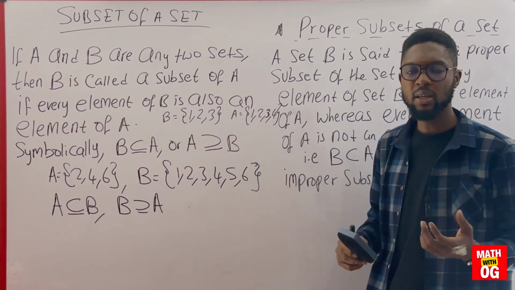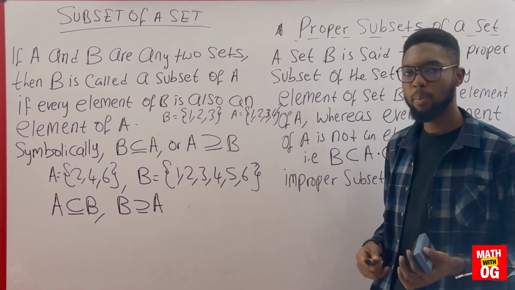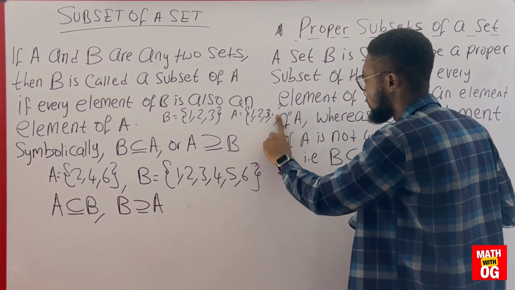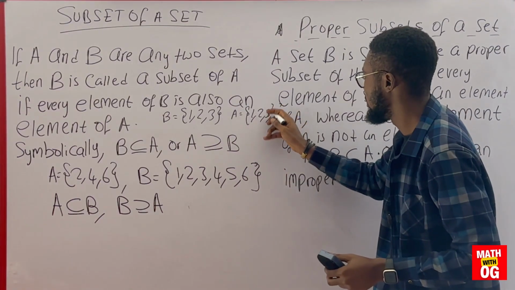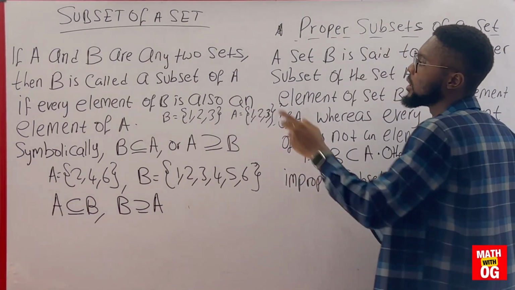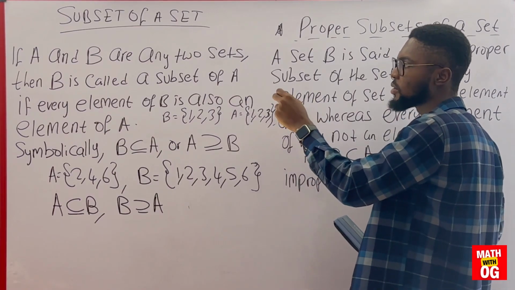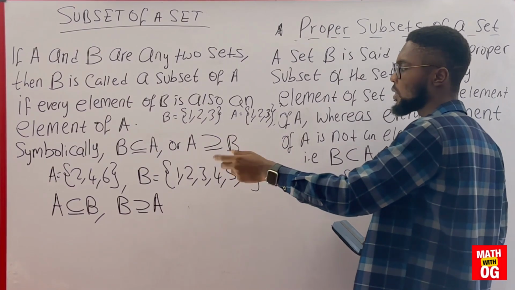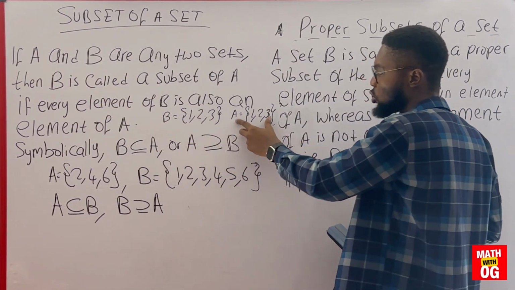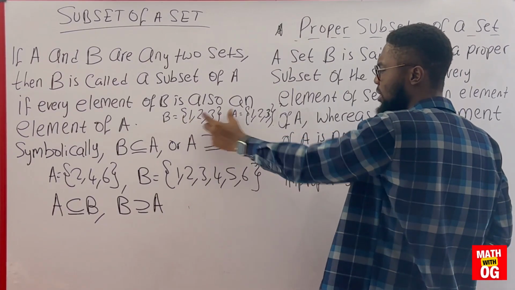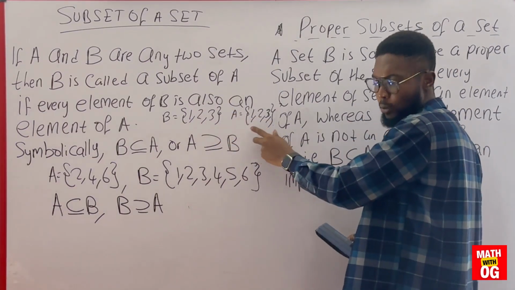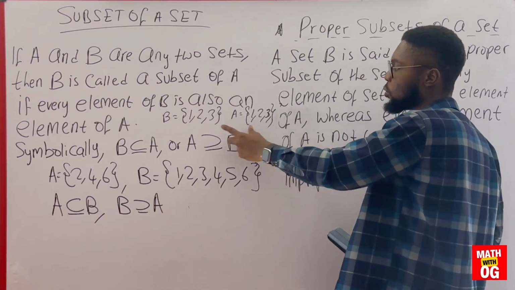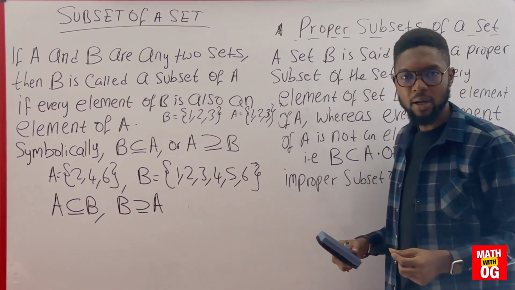But this subset can be divided into two: proper subset and improper subset. Now, assuming I rename A to be {1, 2, 3}. Following the rule of subset, if A and B are any two sets, then B is called a subset of A if every element in B is also an element of A. So I can still say that B is a subset of A, though they are equal, because everything you find in B, you can also find in A. So this kind of subset, we call improper subsets.